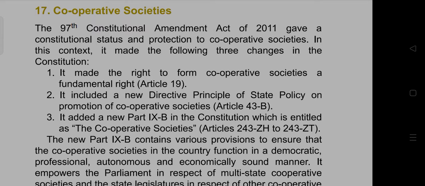First, it made the right to form cooperative societies a fundamental right under Article 19. Second, it included a new directive principle of state policy on promotion of cooperative societies according to Article 43B. Third, it added a new Part 9B to the Constitution, entitled The Cooperative Societies, Article 243ZH to Article 243ZT.